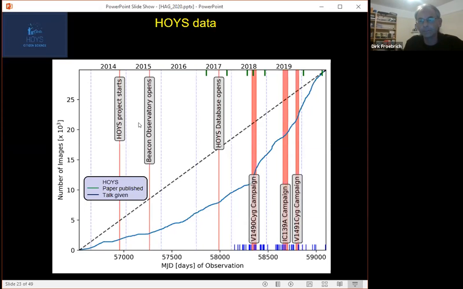And what you see is the curve is slowly getting steeper. So we're increasing the number of pictures we're getting. Our goal, as I said, is one picture per target per filter per night. We are about 20% there. So there's still a little bit of recruiting to do.